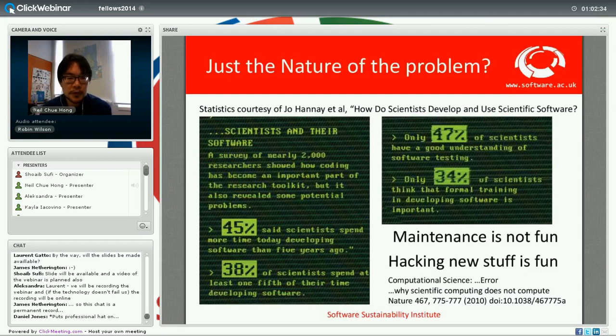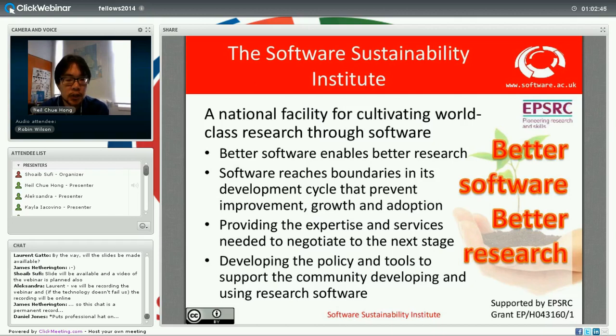So this is the reason that we set up the Fellows Program, and it's certainly the main reason that we have the Software Sustainability Institute. The Software Sustainability Institute is a national UK facility for cultivating world-class research through software. We're funded primarily by the Engineering and Physical Sciences Research Council, but our remit is to work with research groups across all different disciplines in the UK. And basically, our belief is that better software leads to better research.